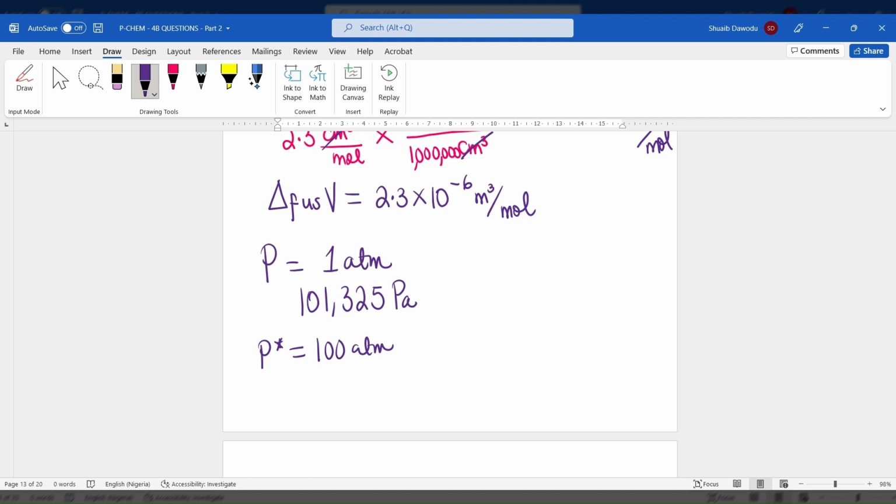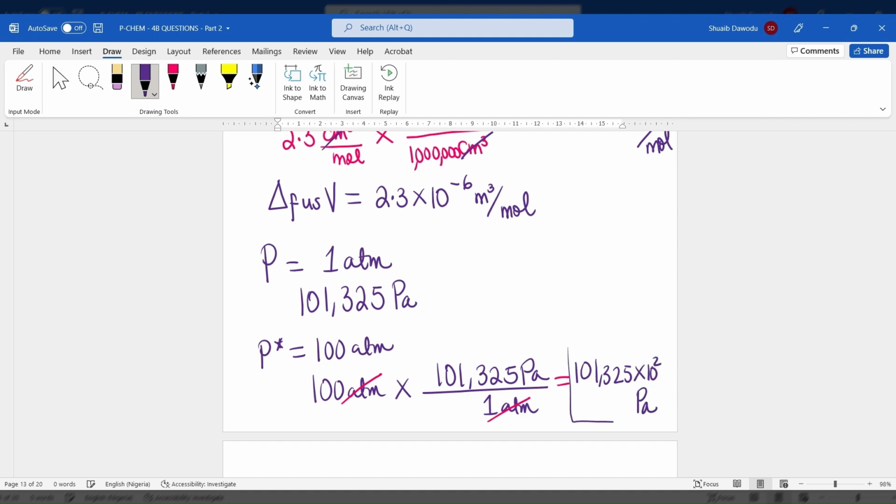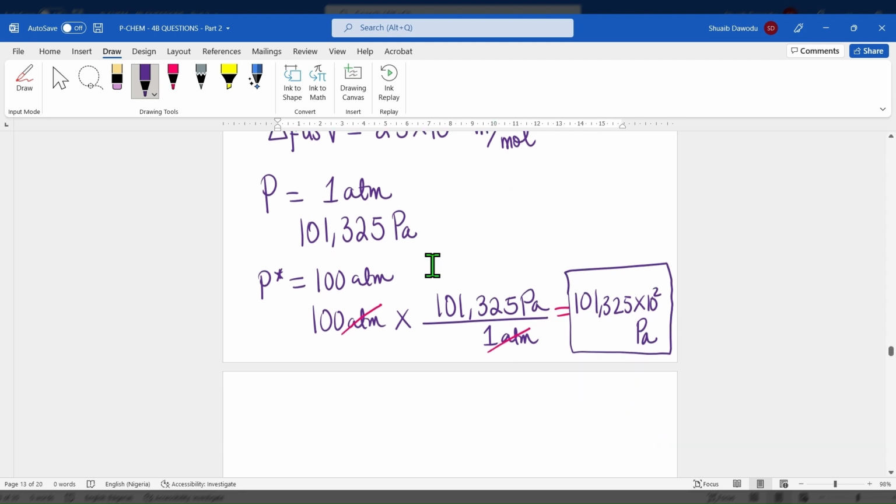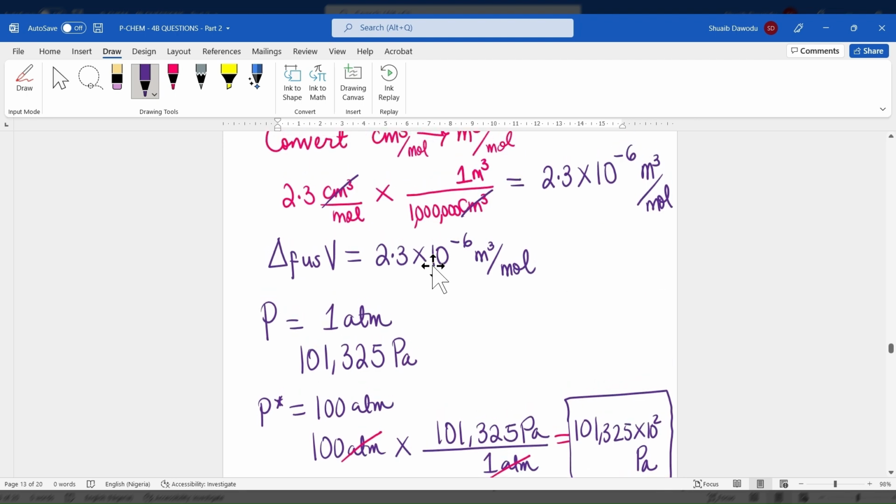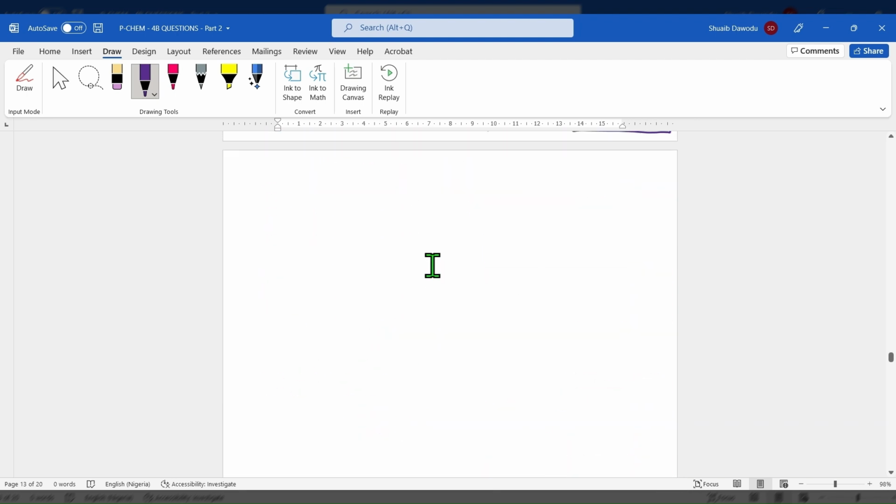So you have 100 atmospheres times 1 atmosphere at the bottom, using dimensional analysis. You have 101,325 pascals. Don't forget, we're trying to convert, so cancel out the atmosphere. What you end up having would be 101,325 times 10 to the power of 2 pascals. We're going to rewrite this when we start calculating. We're not going to leave it like this. But anyways, you get the point, right? So that's it. Now we have all that we need, and we can rewrite the formula and substitute.